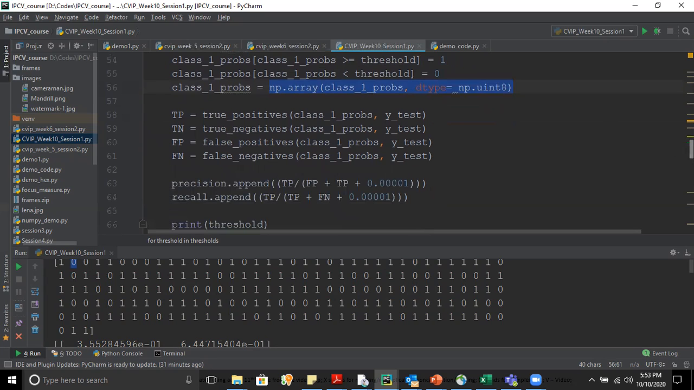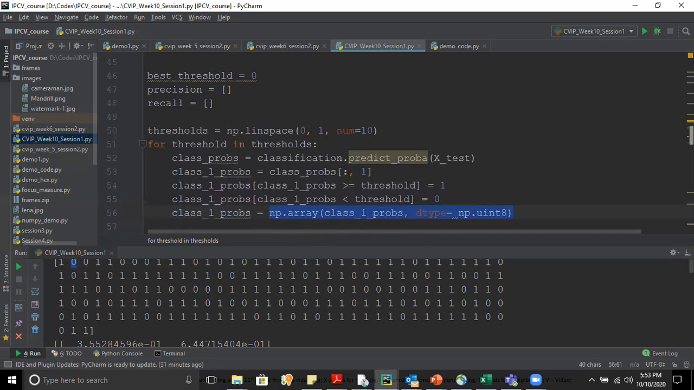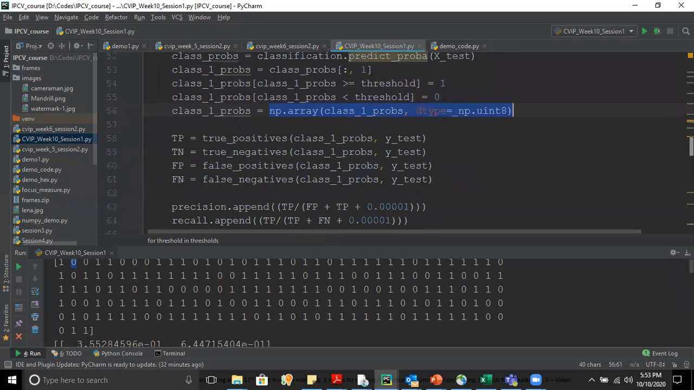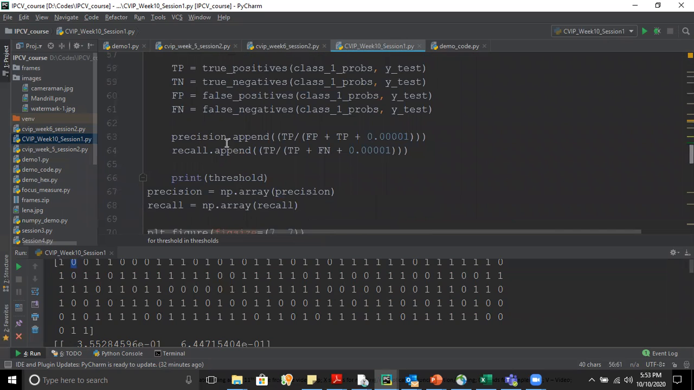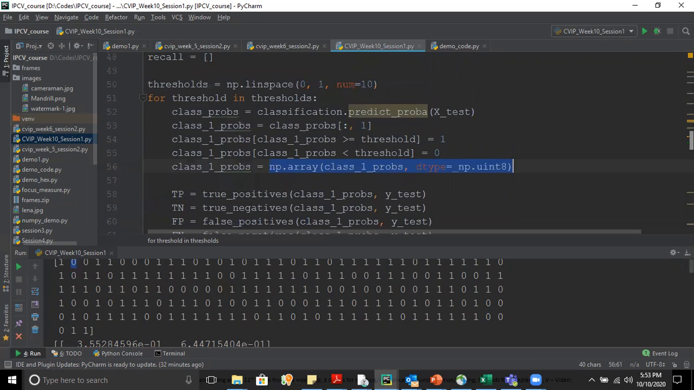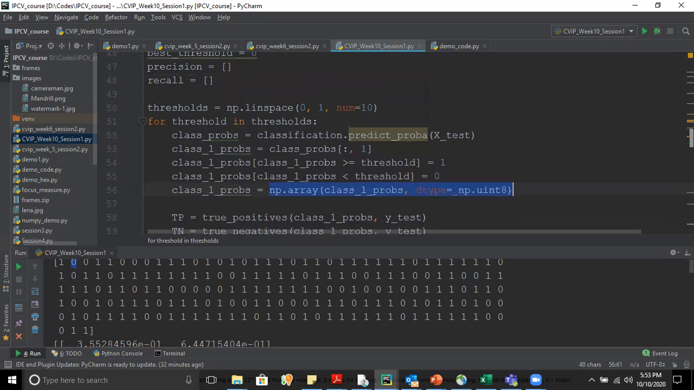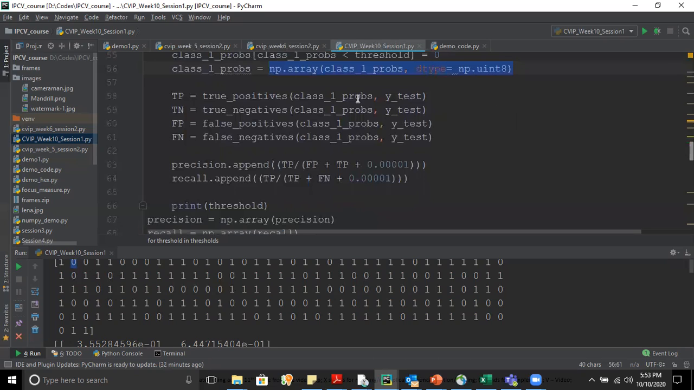One thing here is I don't know what will be the exact size. I have said that I want to generate 10 different numbers between 0 to 1, and to make this dynamic, what I did here is this precision appending and the recall appending. So for every threshold value, I have a precision calculated and a recall calculated.